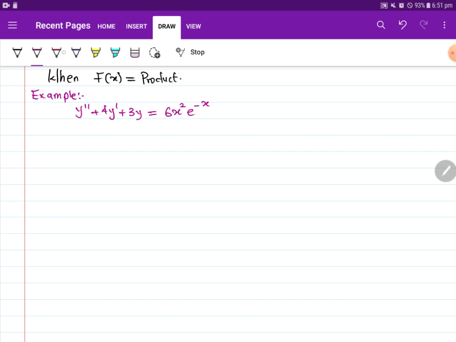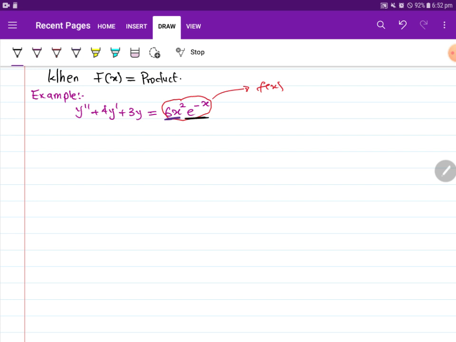Now, where is my f of x? What is here is my f of x. And the f of x here is equal to two functions multiplying each other, where we have a polynomial multiplying an exponential. Now, how do we solve it?